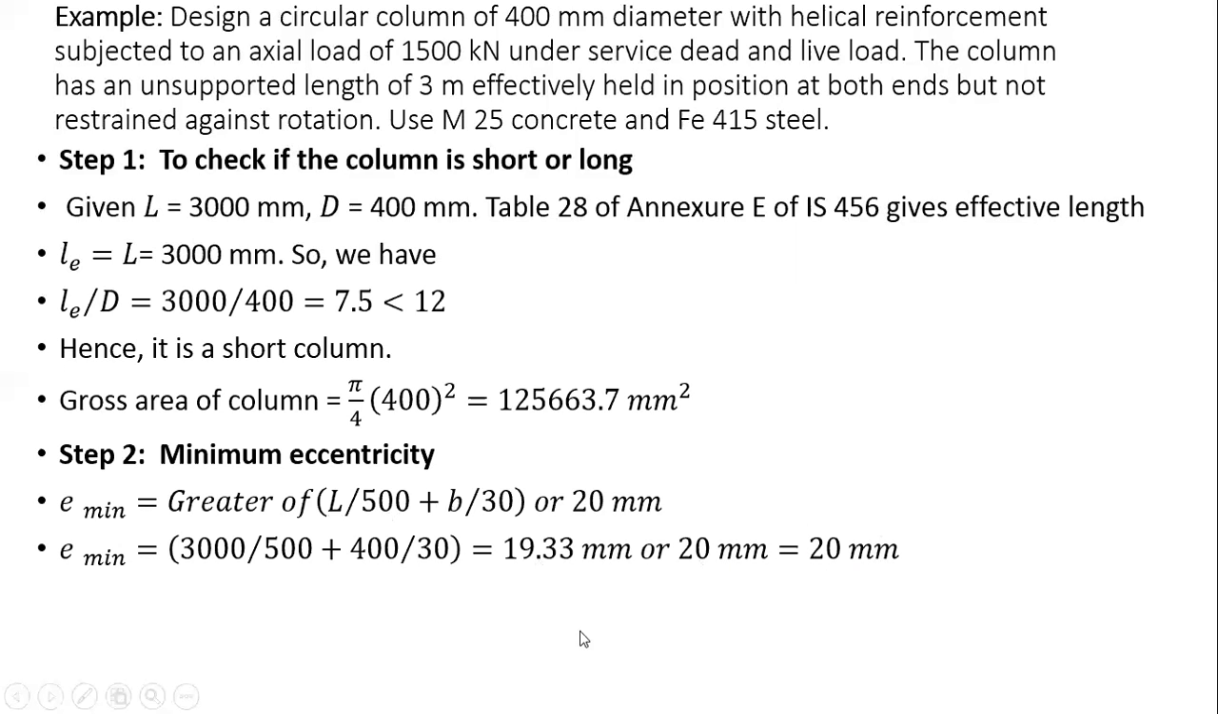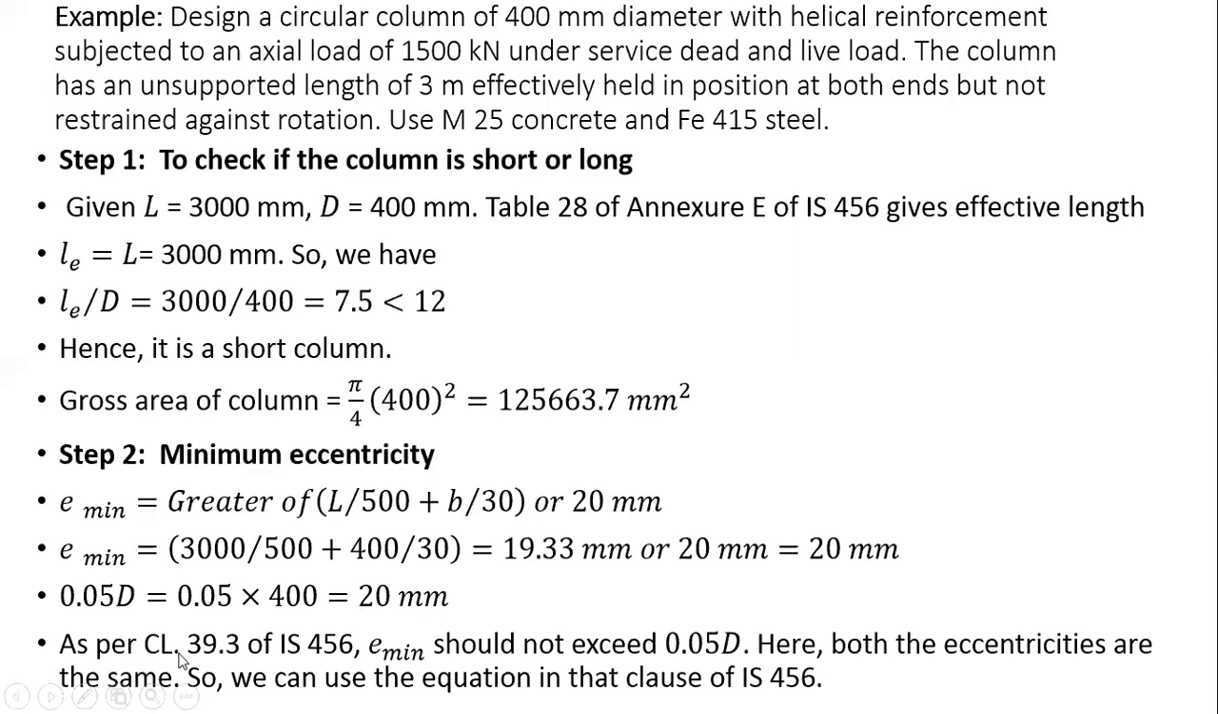Now the second criterion: you have to calculate 0.05 times D. D is 400, so this is 20 millimeter. As per clause 39.3 of IS 456, E minimum should not exceed 0.05 D. So this is my E minimum, and it should not be more than this value.